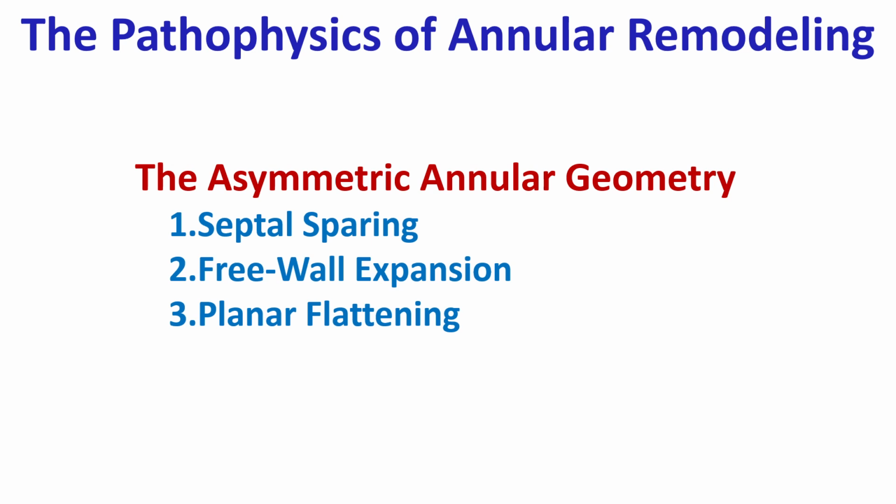Planar flattening. As the annulus expands, it loses its normal 3D saddle-shaped configuration, transitioning into a flattened circular planar geometry. This structural distortion severely undermines coaptation and initiates a vicious cycle. That is, TR causes further right-sided volume overload, accelerating annular dilation and worsening the regurgitation.